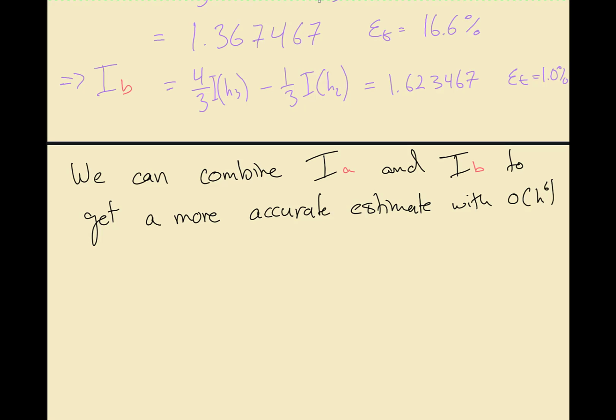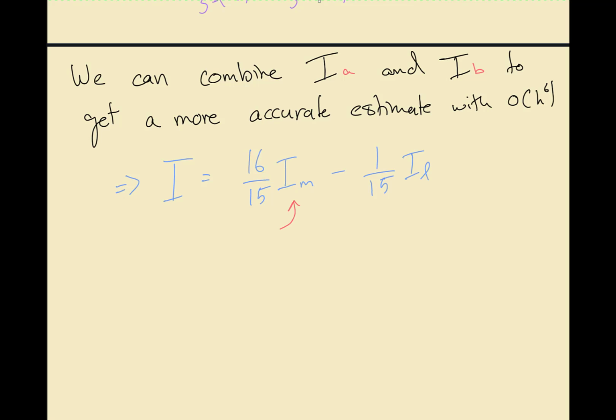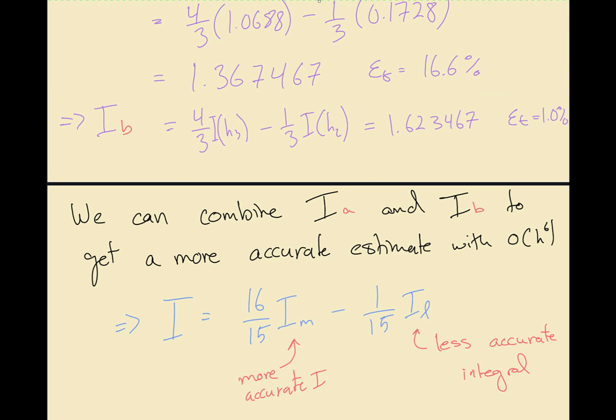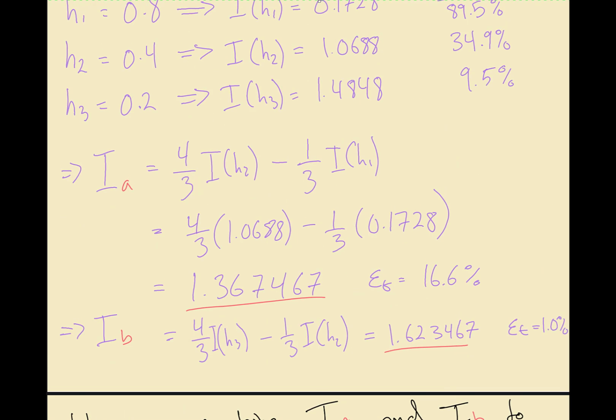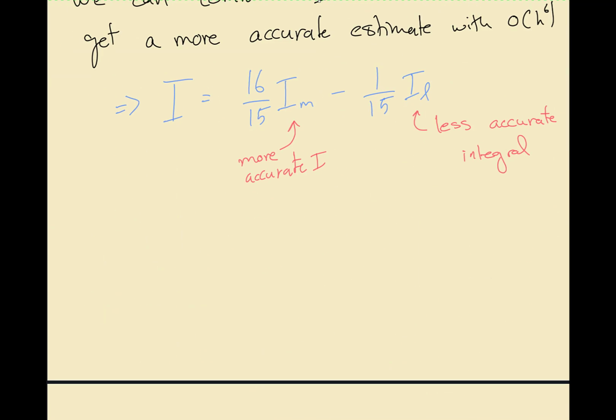In this case, the equation is I equals 16 divided by 15 times the integral which is more accurate, so I'm going to call it IM, minus 1/15 IL, where L is for less accurate. Okay, so this is, again, the more accurate integral, and this is the less accurate. All right, so just applying this equation on the values that we see here, 1.62 and 1.36, let's see what we get.